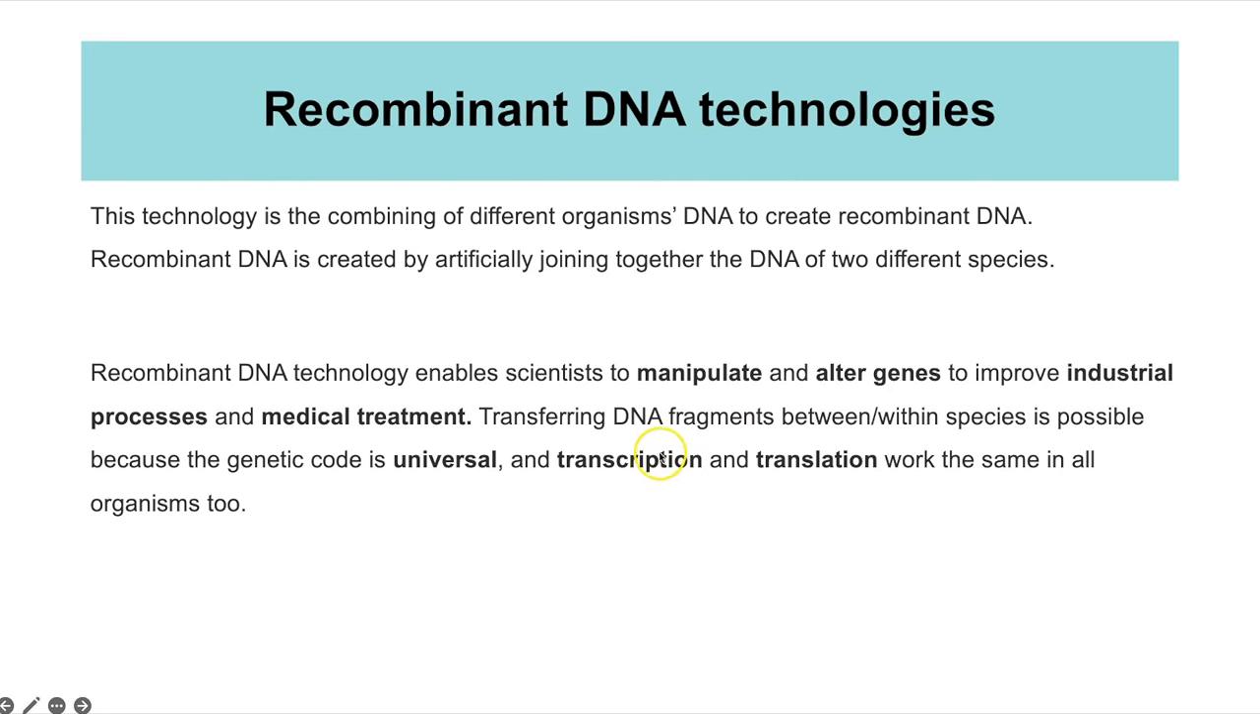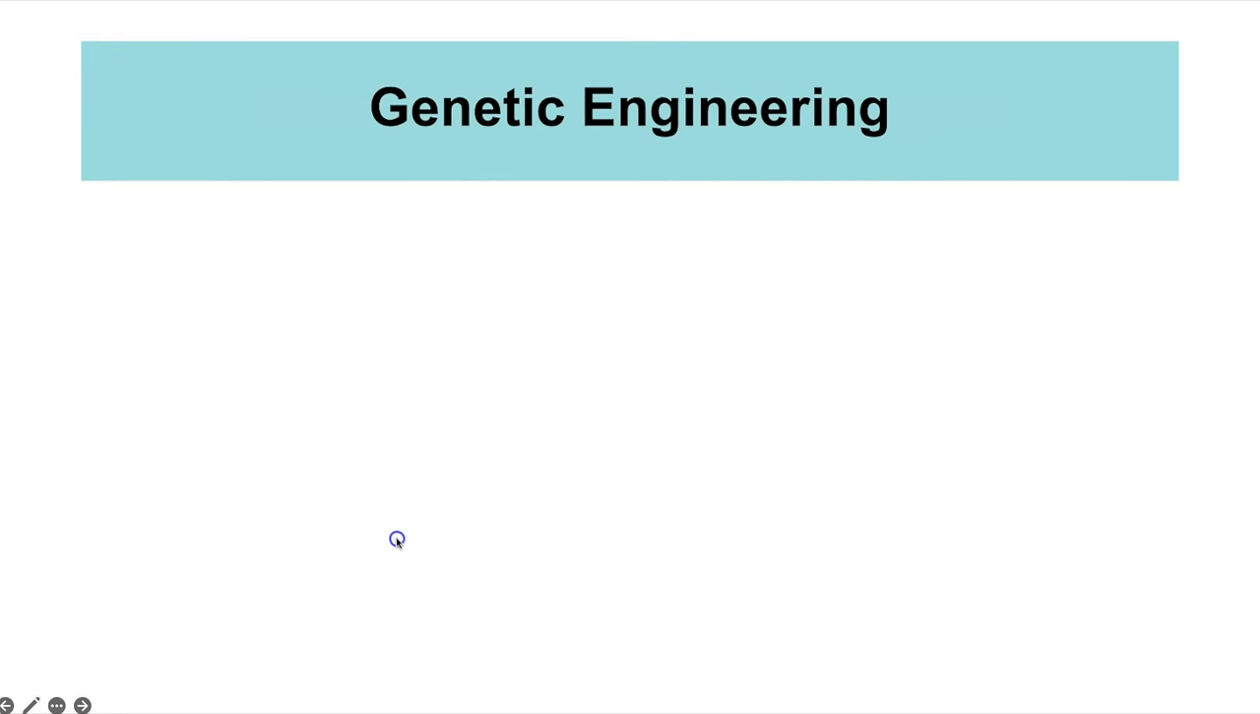And then transferring DNA fragments between or within species is possible because the genetic code is universal. Transcription and translation also work the same in all organisms. So what we mean by that is the same triplet of bases code for the same amino acid in all organisms. So you can take the gene from one species, insert it into the DNA of another one, and that same protein will still be created because the genetic code is universal. And protein synthesis, transcription and translation, will work the same way.